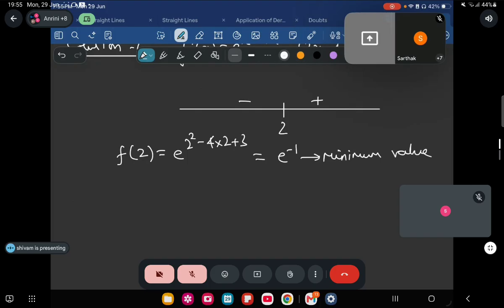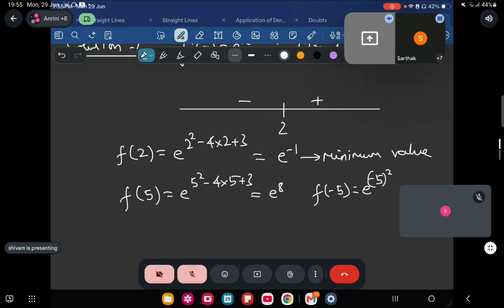I'll explain. Now let us check whether the maximum will be at f of 5 or f of minus 5. F of 5 is equal to e to the power 5 square minus 4 into 5 plus 3. That will give us how much? E to the power 8. And what is f of minus 5? F of minus 5 is equal to e to the power minus 5 whole square, plus 20 plus 3, e to the power 48. So you can understand which one is maximum and which one is minimum. E to the power 48 is maximum.